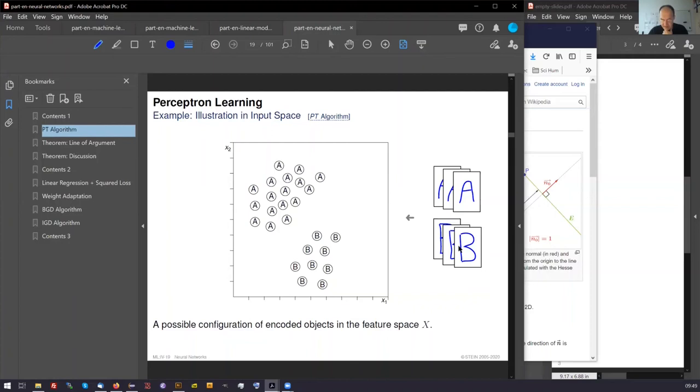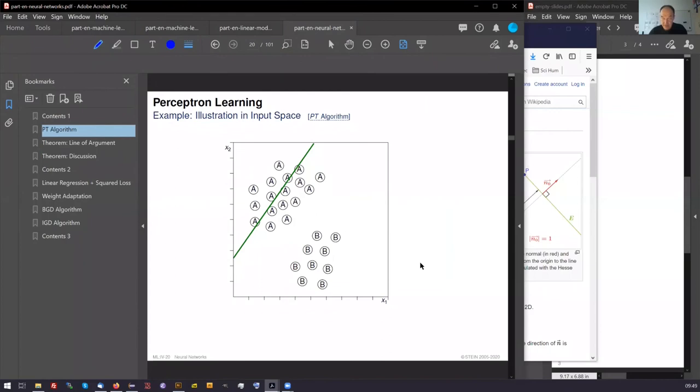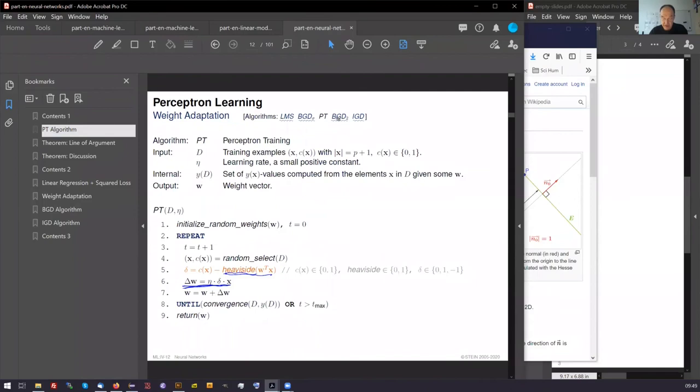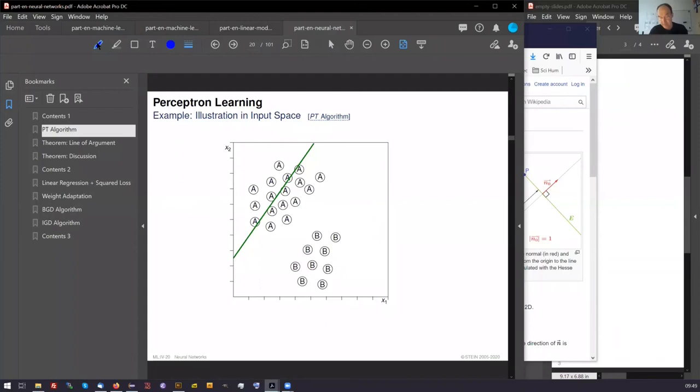However, the algorithm does not have this God's eye view, but can only take one example. And it starts, and I will sometimes jump to the algorithm, it starts by arbitrarily initializing these weights. And this means it throws in a line. And this line is not useful, it does not separate these two classes. And the algorithm then chooses one example and analyzes it.